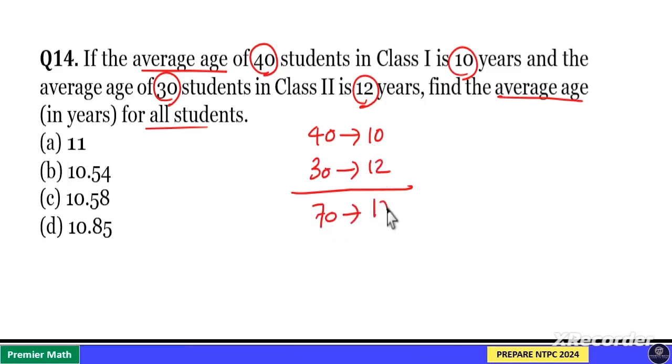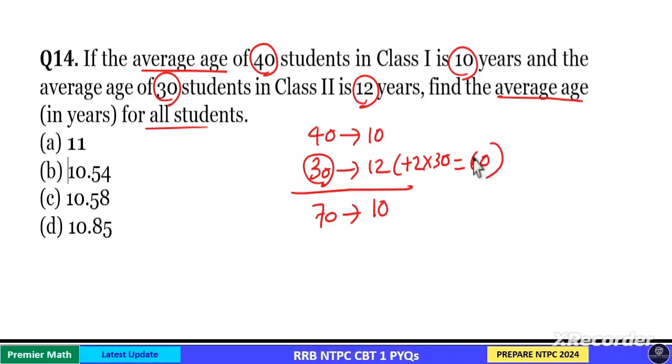So take the common average as 10. But here 12 is plus 2 greater than the common average 10. Now this plus 2 increment in the average is for these 30 students. So plus 2 into 30, 60, is the extra increment in the sum of ages.